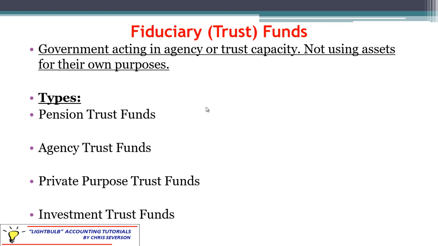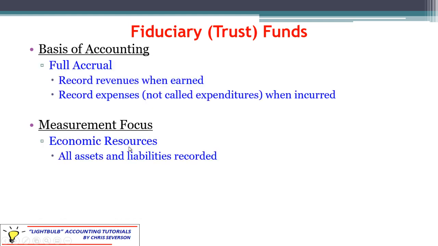We have four types that we'll talk about. Pension trust funds, which when you hear the word pension, you can see that's money being set aside for retirees later on. Agency trust funds, which we'll see the slight distinction there later on. Private purpose trust funds and investment trust funds. So those are the four types we're going to talk about.